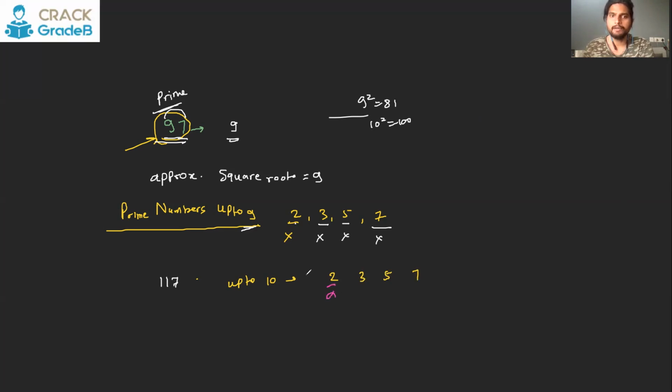2 does not divide this number. 3 divides this. So because 3 divides the number, it cannot be a prime number. Got this? So it is not a prime. It is a composite number. So this is how you are going to decide whether the given number is prime or not.